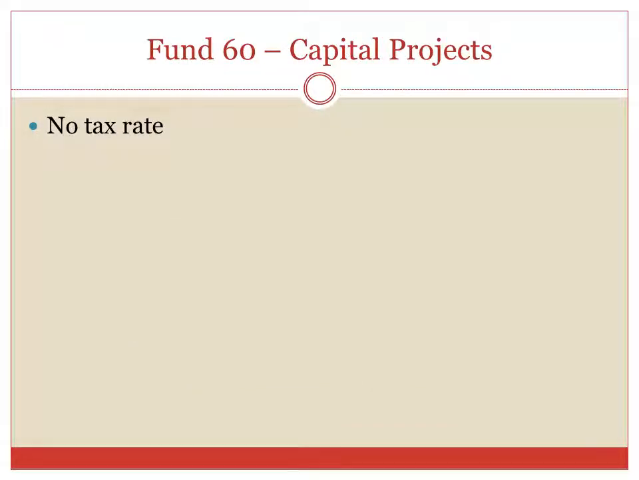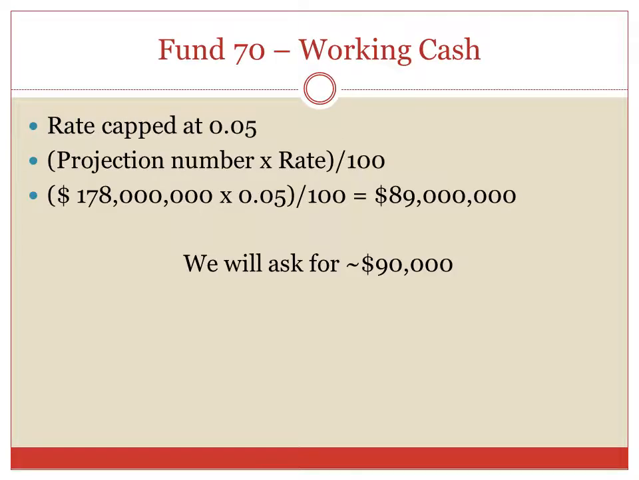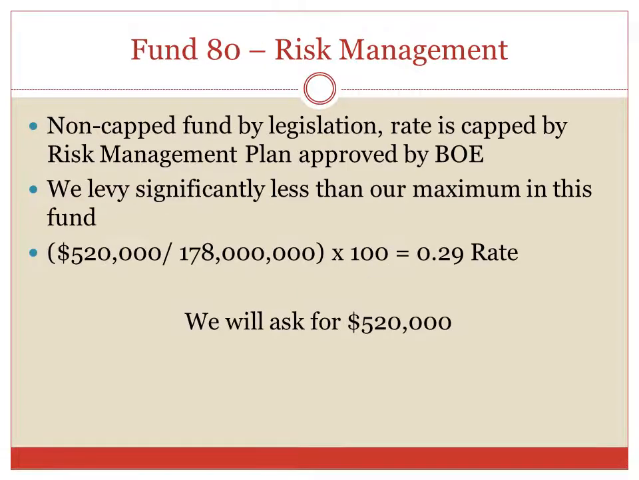Fund 60 is capital projects. We don't tax there. Fund 70, working cash. Again, a very small rate, especially when you compare it to some of the larger ones up front, but it follows the exact same process. Fund 80 is risk management, otherwise known as tort.